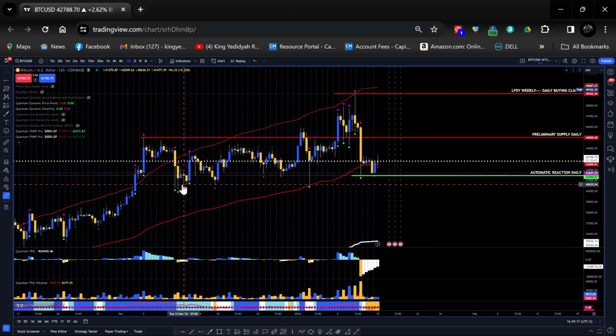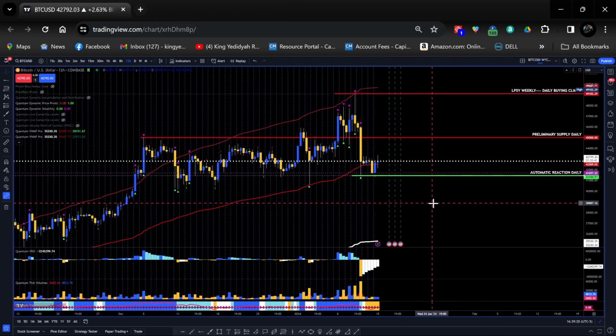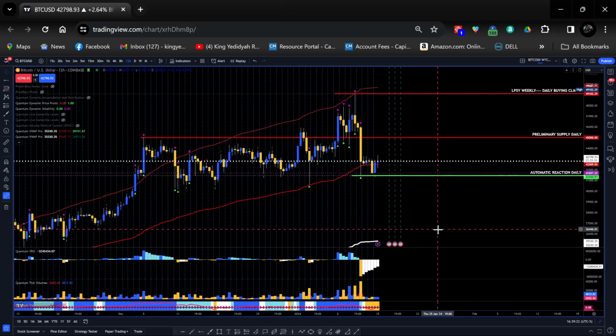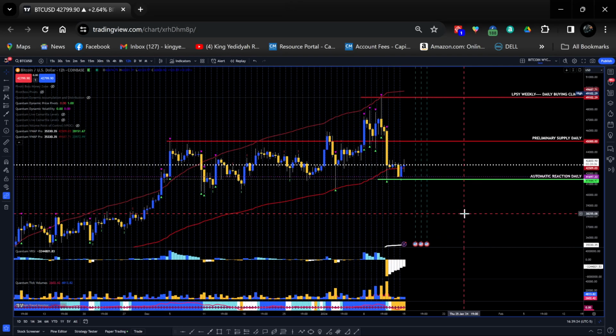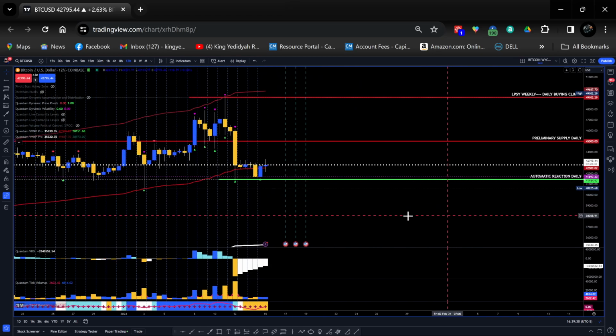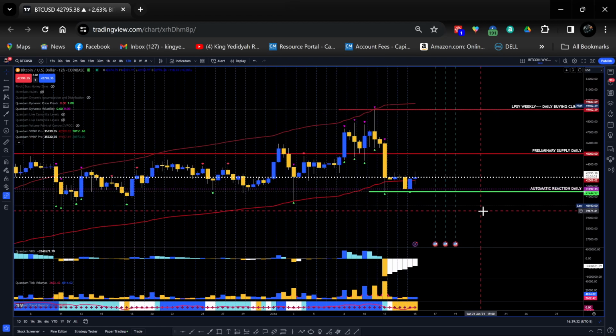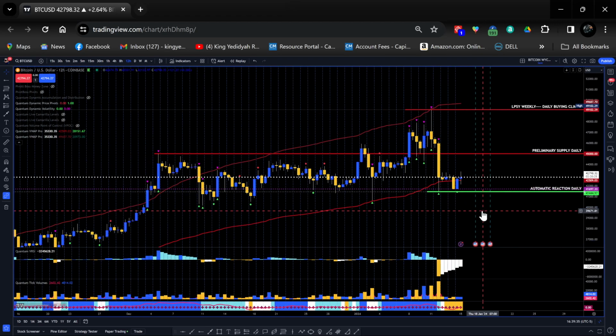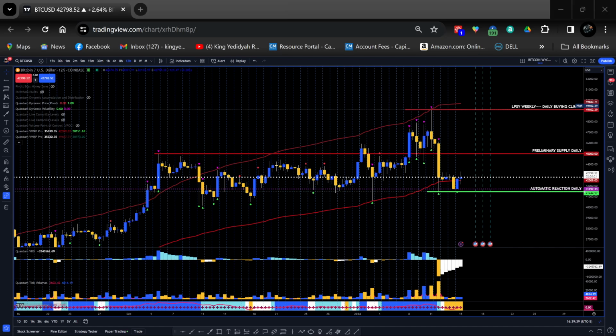Yeah, so this structure here looks just classic, very well defined, because you can see at the beginning of it the preliminary stop, and then you can see the buying climax. You can see the automatic reaction.